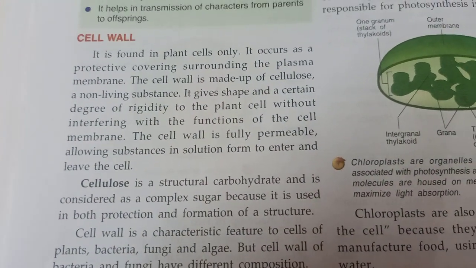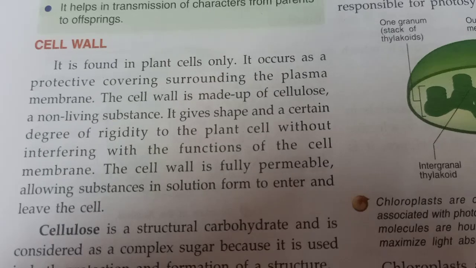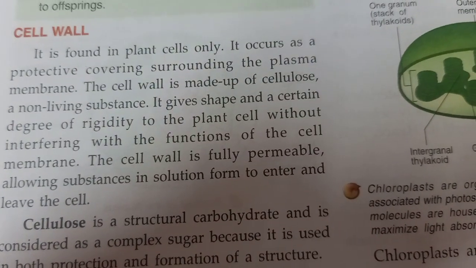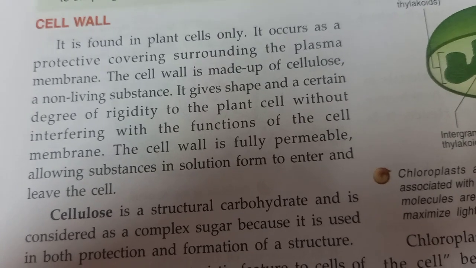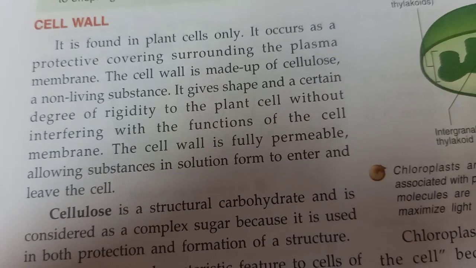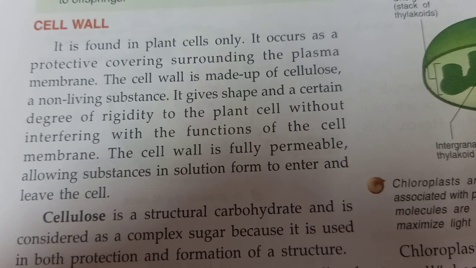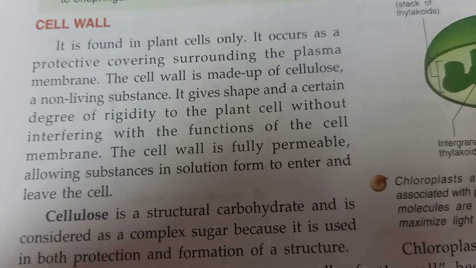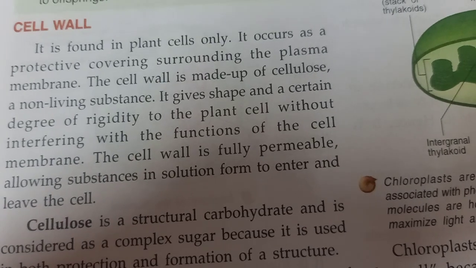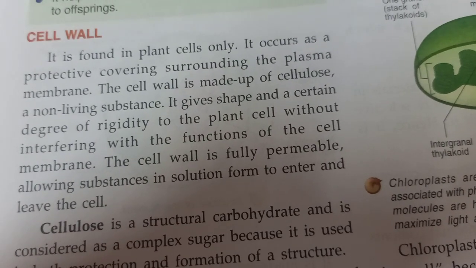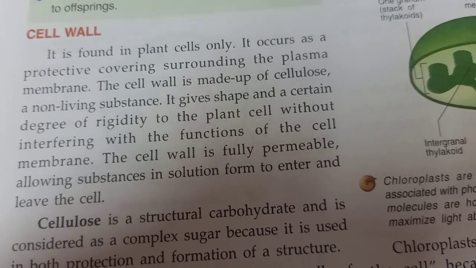Now we are going to study about the cell wall. Now cell wall is found in plant cells only. The very important thing for the cell wall is that it is only present in plant cells. It occurs as a protective covering surrounding the plasma membrane.